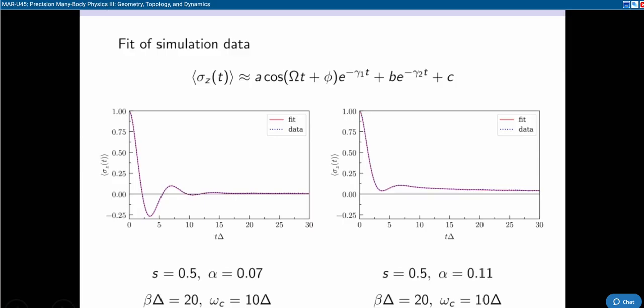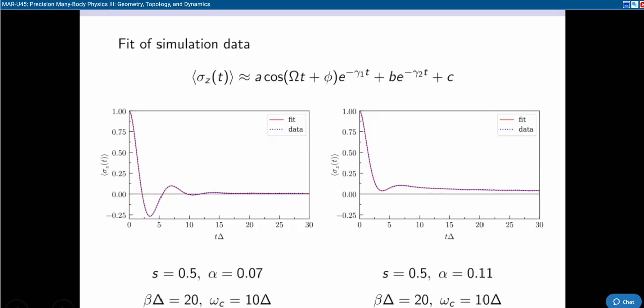So just very briefly, Andrei mentioned how we fit our simulation data. This is just a heuristic fit, an expression that describes well the data and captures the different physical regimes. We have damped oscillations, just a decay term, and then an offset. If the offset is compatible with 0, then we're delocalized. Otherwise, we're localized, and we can study the frequency and the damping of the oscillations and compare the two mechanisms.